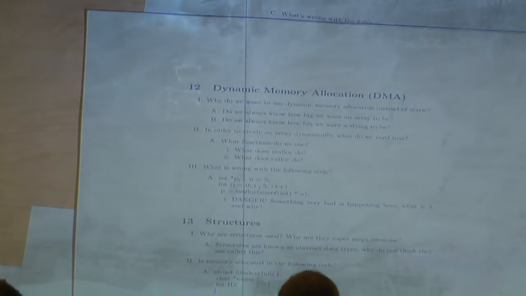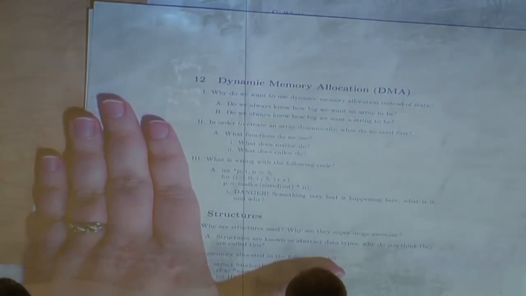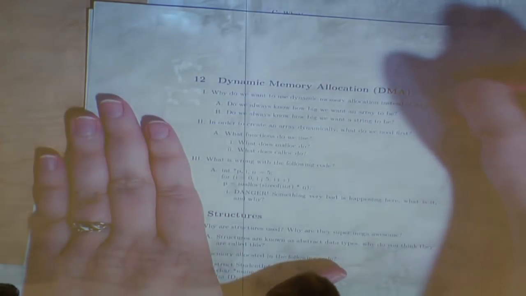Dynamic memory allocation is when you don't know how long your array is or how long your string is. So you have to use something called malloc. It's located in your stdlib. And in order to do this, you need a pointer. So say you need a char pointer.